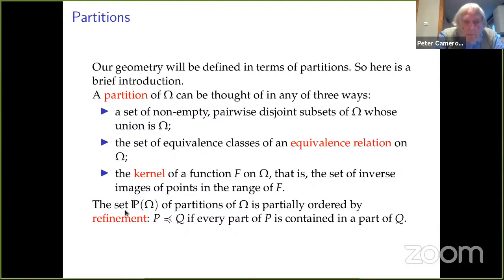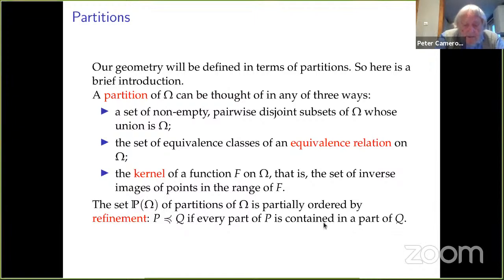Now, we let math bold P of omega be the set of all the partitions of omega. So you just look at the collection of all the set partitions of the set omega. And this is partially ordered by a relation called refinement. So P is less than or equal to Q in this order if every part of P is contained in a part of Q. So in other words, take the partition Q and you're allowed to chop the parts of Q up into smaller parts to produce the partition P. So that's a partial order on the set of partitions.